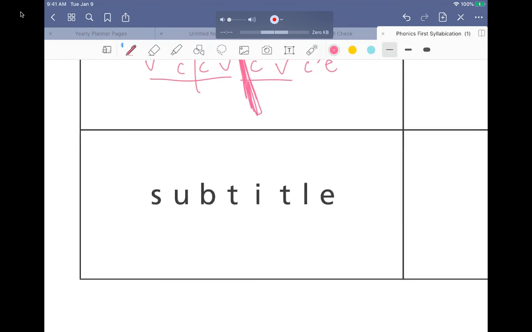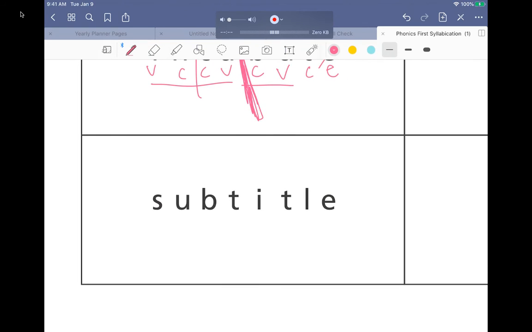All right, this is the last one I'm going to do for you, and then you're going to do the other side on your own. All right, first thing I do is see what I know. There's actually a lot in this word I know. I know that sub is a prefix, and it means under. And I also see a consonant LE ending. So the only thing I have left, kiddos, is TI. So all I have to ask myself, is that open or is that closed?